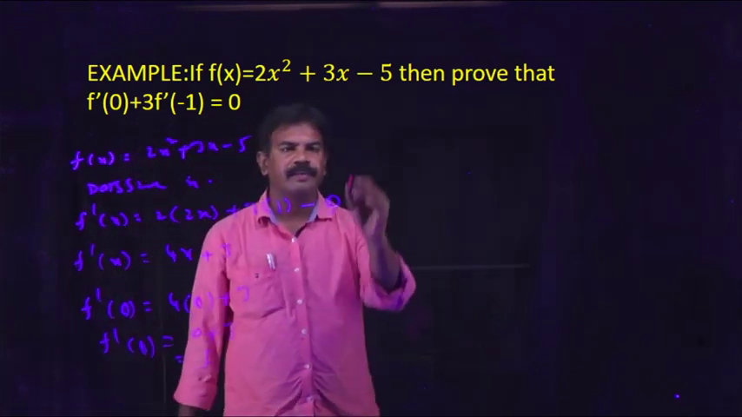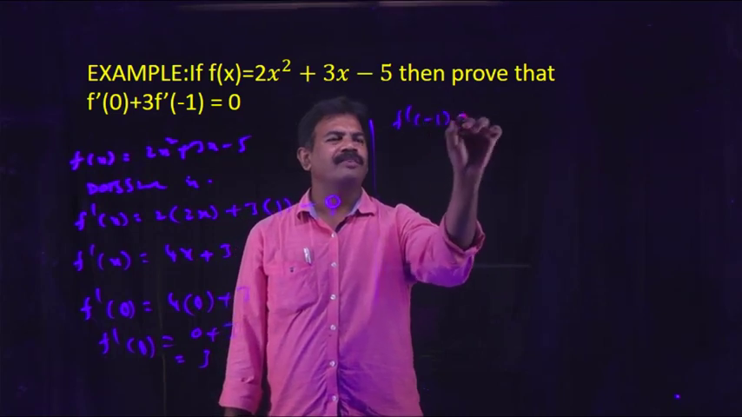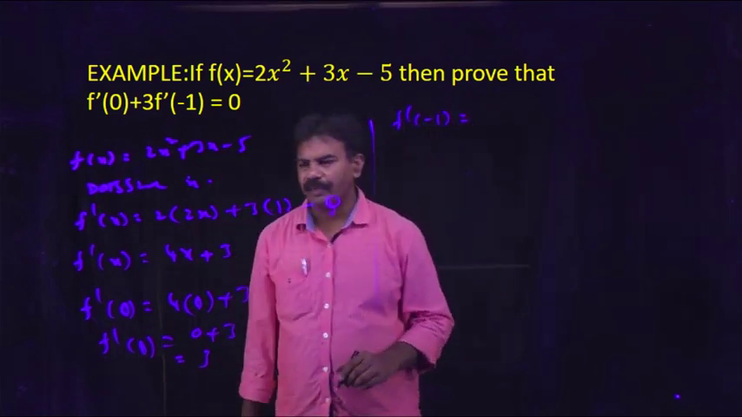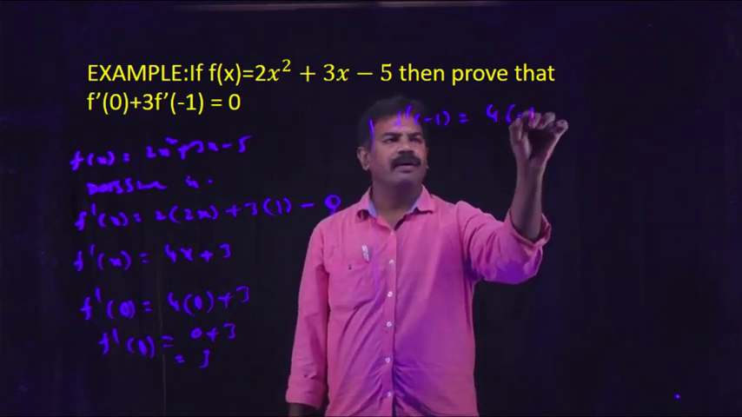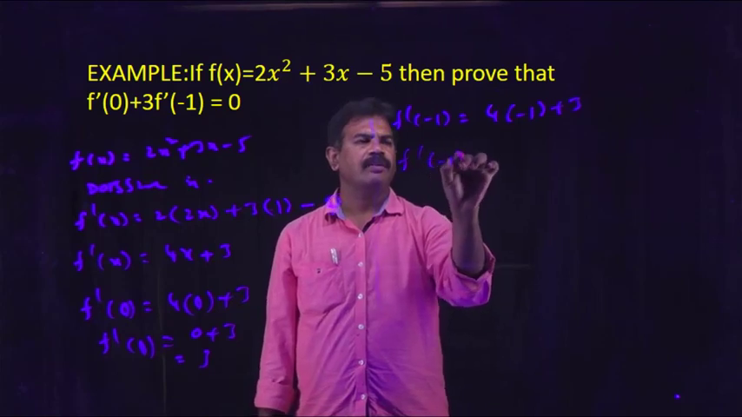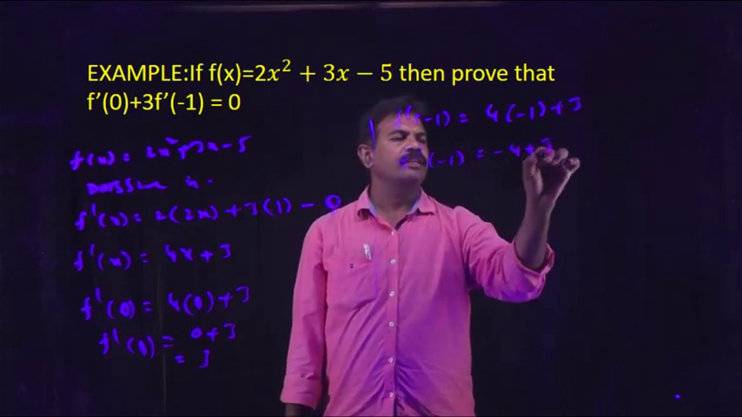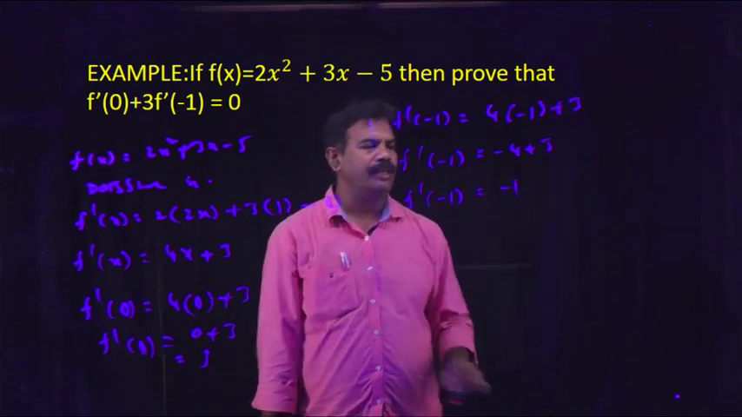Next we find f'(-1). That is 4 into -1 plus 3. f'(-1) is equal to -4 + 3. f'(-1) is equal to -1.